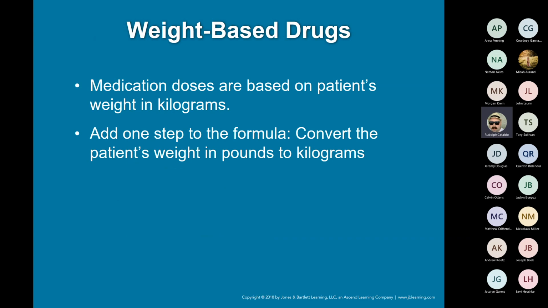I talked a little bit early on about weight-based drugs. Some of your medications are going to be weight-based. A lot of pain medications are weight-based, such as fentanyl. Some protocols say 1 microgram per kilogram of fentanyl. It's going to be the same for kids. All kids are generally weight-based.